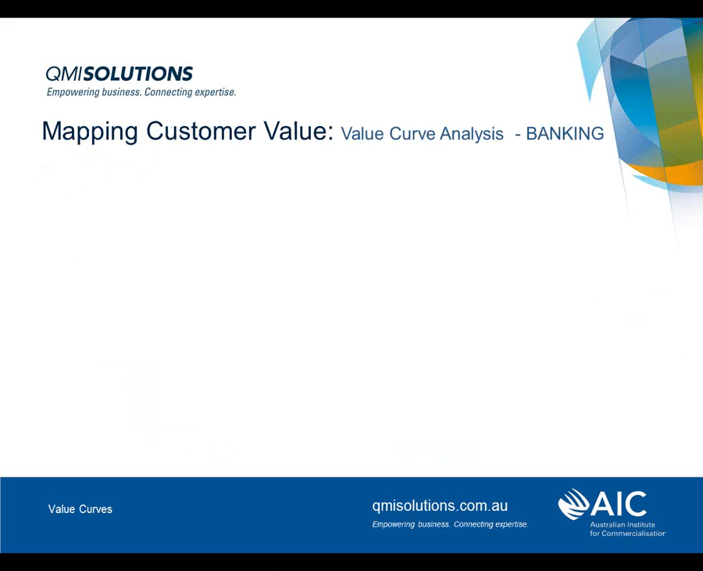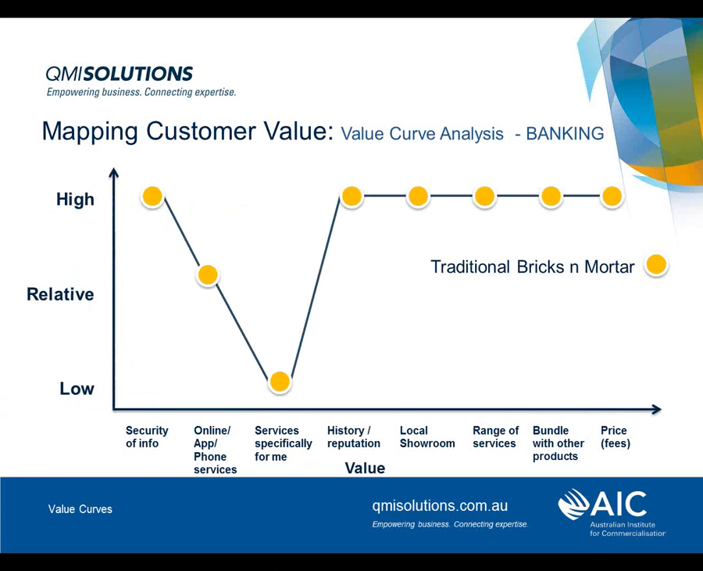Well, for an example, one value curve that I'd like to put forward to show that reasonably clearly is the banking industry. For a long while we had a very traditional banking industry, the bricks and mortar banks. They were very good with security of information. You felt very confident that your information and your money was actually safe with them. They're starting to develop online apps and phone services and things like that, but they're not very good at that. That's only new into their service range.